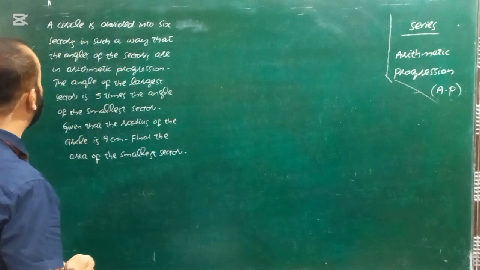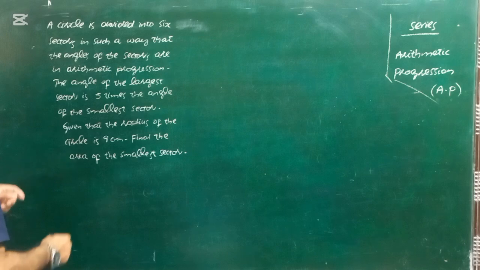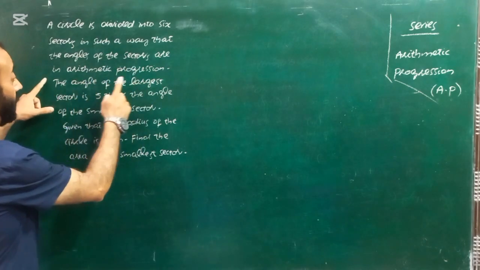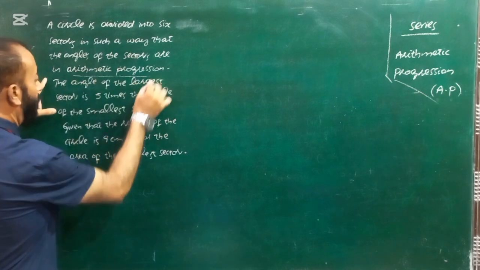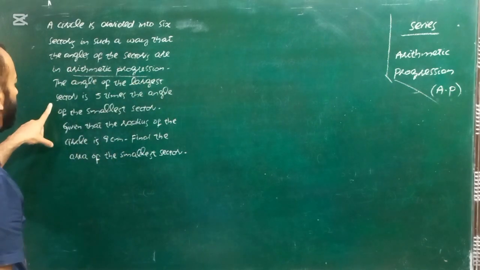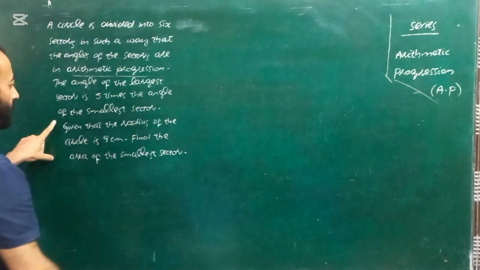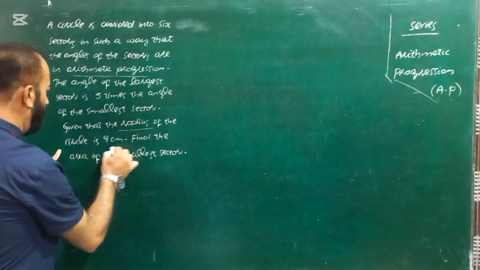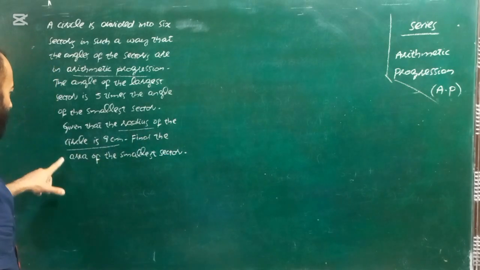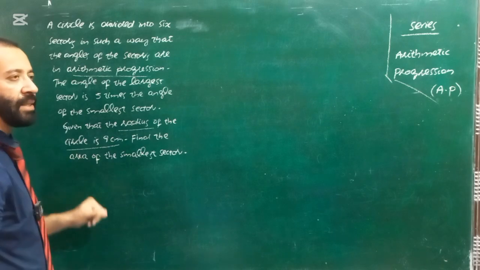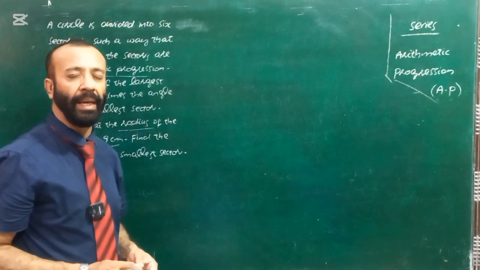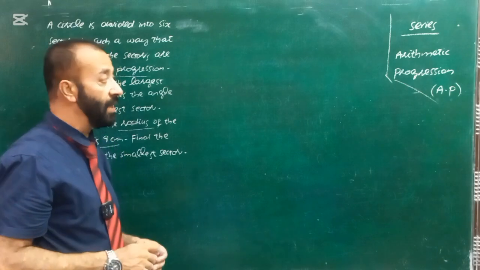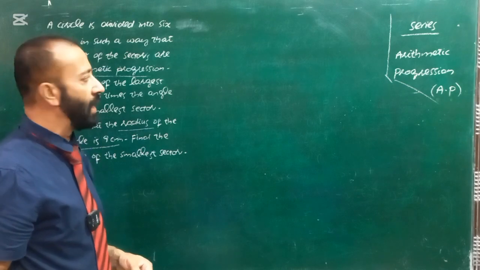Here is another very important question. A circle is divided into 6 sectors in such a way that the angles of these sectors are in arithmetic progression. The angle of the largest sector is 5 times the angle of the smallest sector, given that the radius of the circle is 9 centimeter. Find the area of the smallest sector. So radius is given, it means if we find the angle of the smallest sector, then the area can be found out.